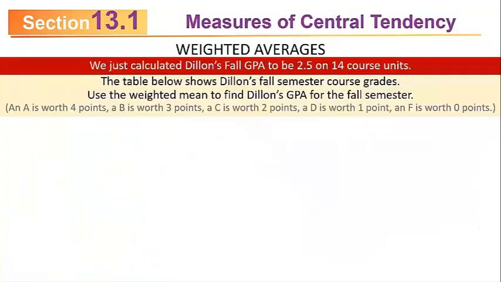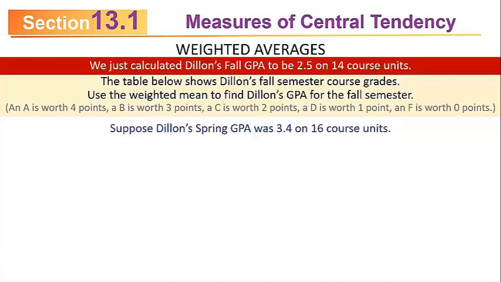Now let's take the Dylan example and push it forward into the spring semester. Suppose Dylan's spring GPA was 3.4 on 16 course units. In other words, he actually did better in the spring than the fall. He had a 2.5 in the fall. Well, he got a 3.4, much better in the spring. And he was taking more credit hours too. He was only taking 14 credit hours in the fall. Now he's taking 16 credit hours.